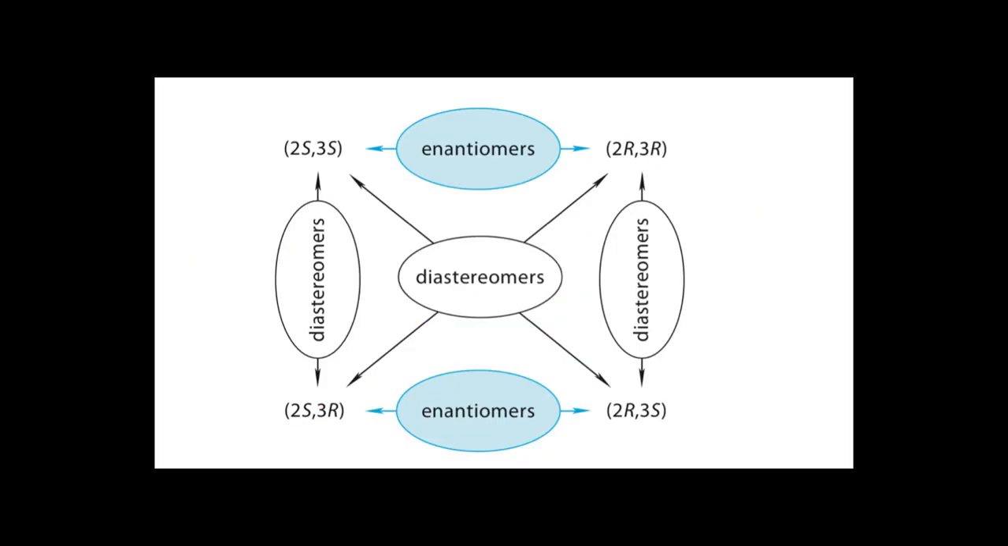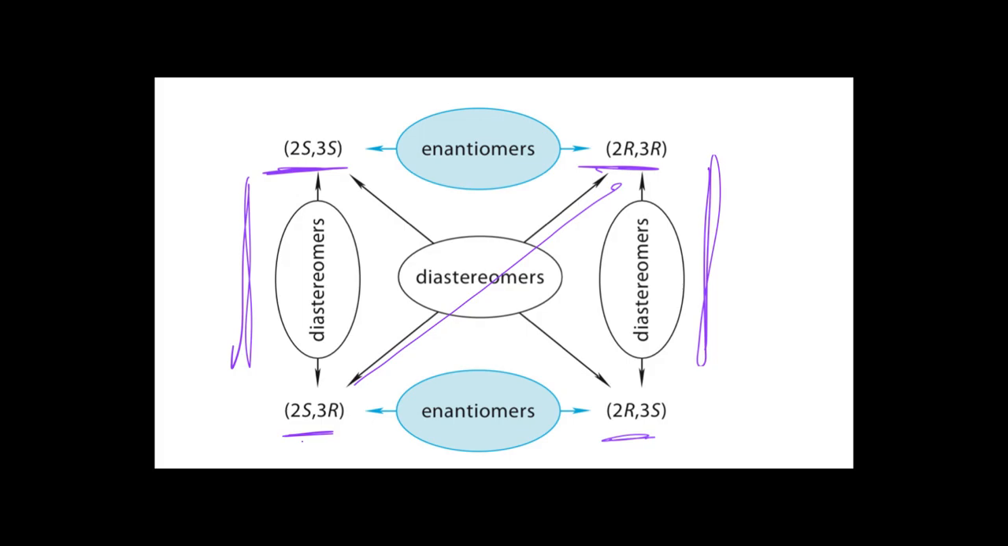So that is what I mentioned here: the first structure and the second structure on the right side are mirror images of each other, and these two are mirror images of each other. Therefore these are enantiomers, and these two are called diastereomers. These two are called diastereomers. Now this diagonal is also diastereomers, this diagonal also diastereomers.